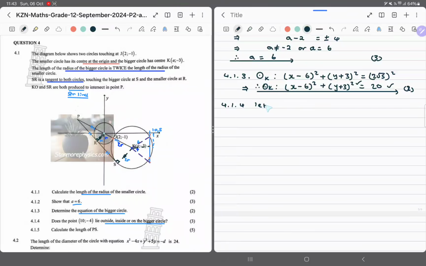We can just say let point K, not K, but now we have no Q, so we can say let point Q be equal to (10, -4). Obviously we can see if 3 is over there, so minus 4 should be down there. It can't be up there. So already my sketch is defeated. So it can't be there.